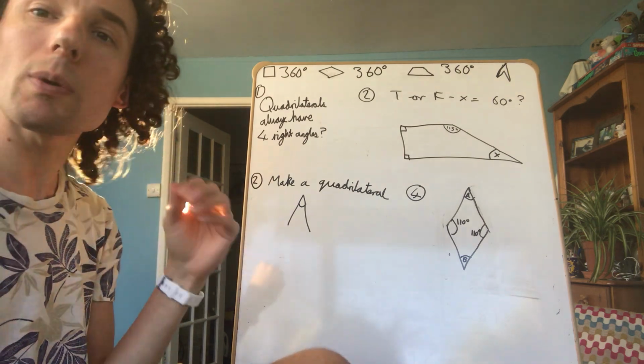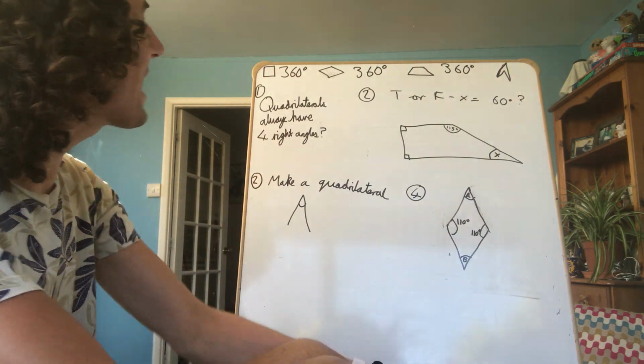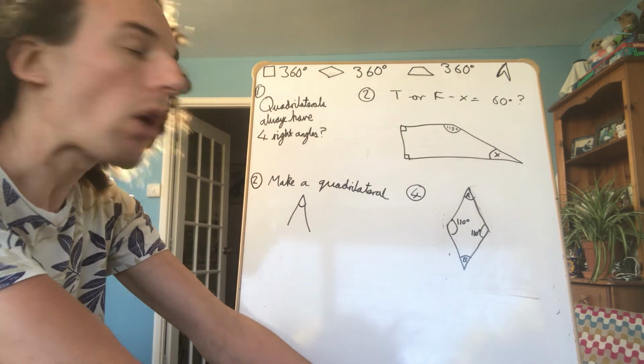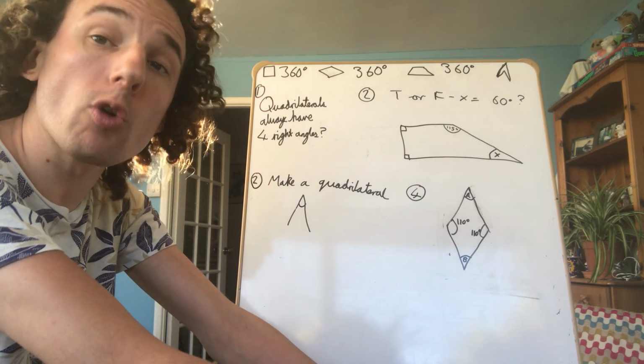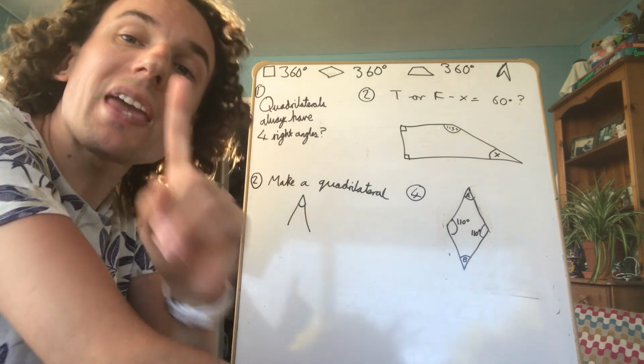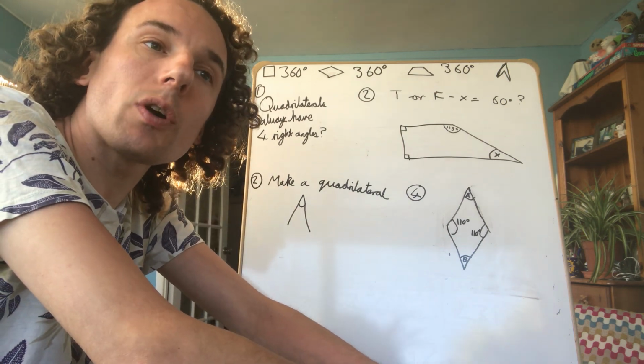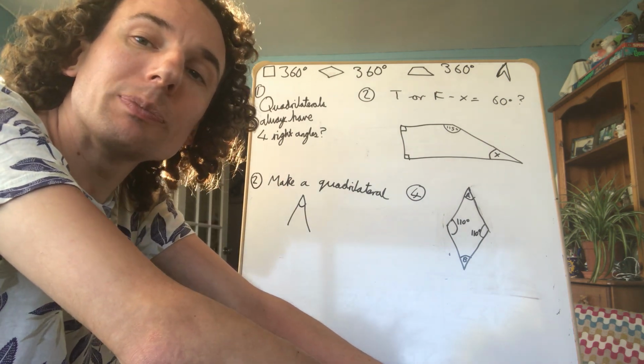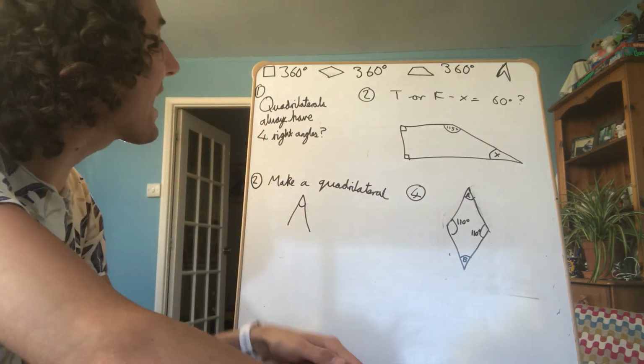Right then, let's get straight into it. Quadrilaterals always have four right angles. Right, true or false? I can see some of you are already shouting this at your screen. What do you think, B? You're right, B. It is false. Who can explain why it's false, though? Can you explain why it's false? Emily G? Yes, exactly that, Emily.